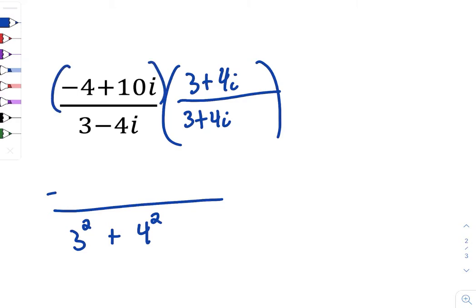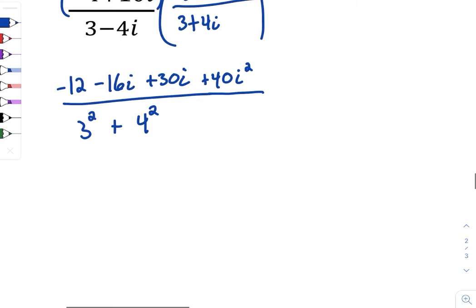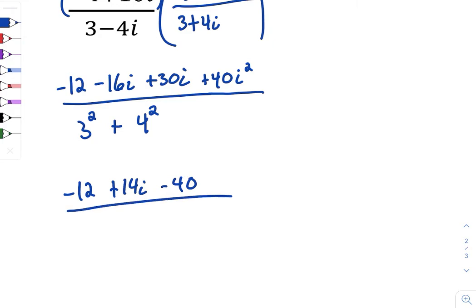Negative 4 times 3 is negative 12. Negative 4 times 4i is minus 16i. 10i times 3 is plus 30i. 10i times 4i is plus 40i squared. And then I'm going to need to simplify some stuff. So the first thing I'll do is combine the two middle terms. Minus 16 plus 30 is plus 14i, and then the plus 40i squared becomes minus 40, because remember, i squared is negative 1 times the positive 40 is minus 40.